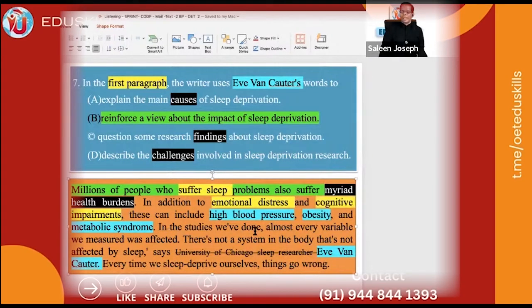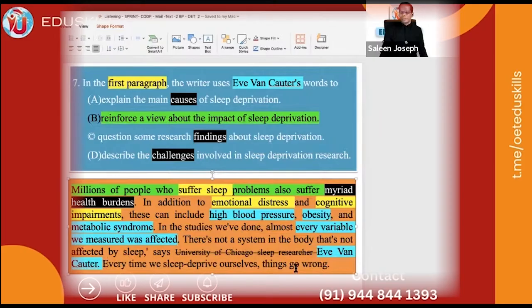Now, in the studies we have done, means developing sentence, illustrating with the findings of some study: almost every variable we measured was affected. This is again saying every variable we measured was affected, means there was a lot of impact. And there is not a system in the body that is not affected by sleep, means every system is affected. Every variable was affected, every system was affected. It's the same, says Ivan Carter.